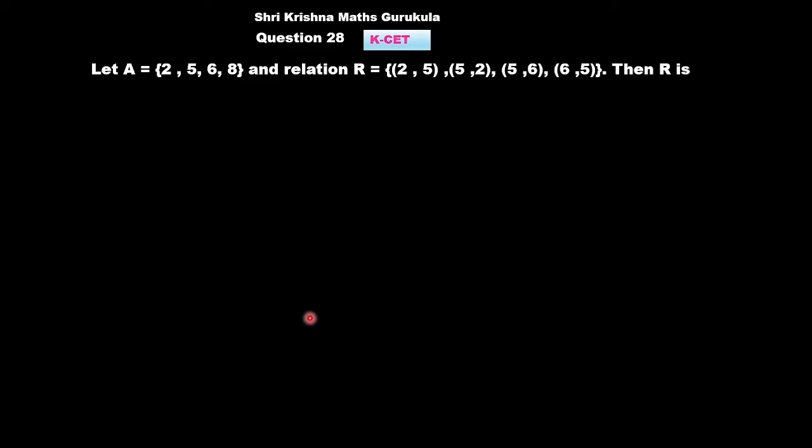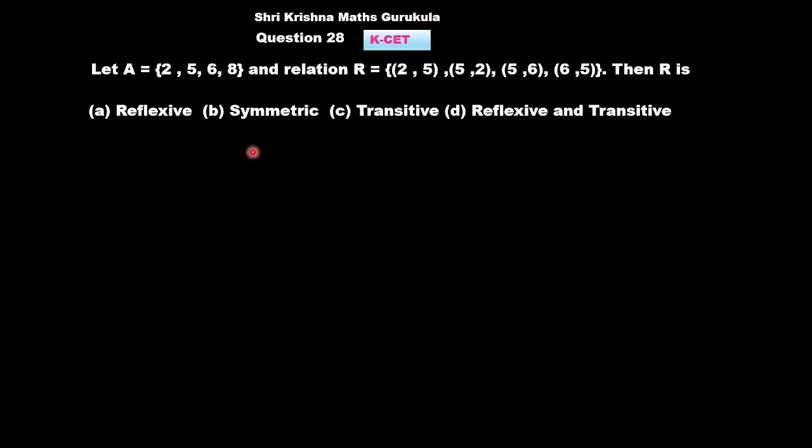Hi students, today's MCQ and the question goes like this. If set A is equal to {2, 5, 6, 8}, the elements of the set A, then the relation R has these ordered pairs: (2, 5), (5, 2), then (5, 6) and (6, 5). These are the ordered pairs. Then we have to check whether the relation is reflexive, symmetric and transitive and find out the right option.